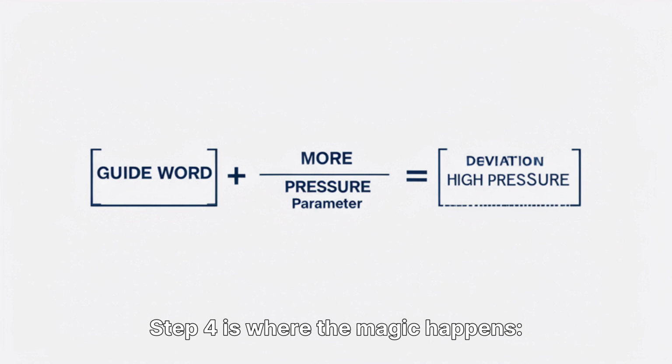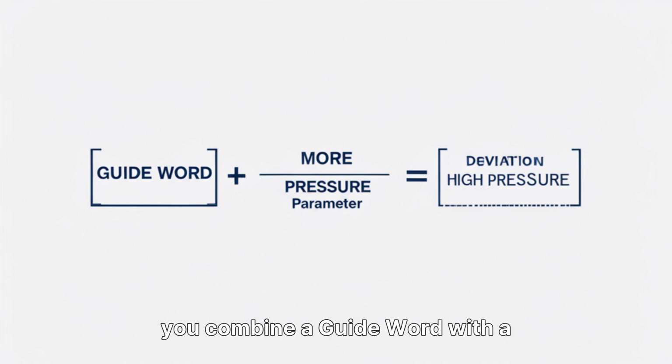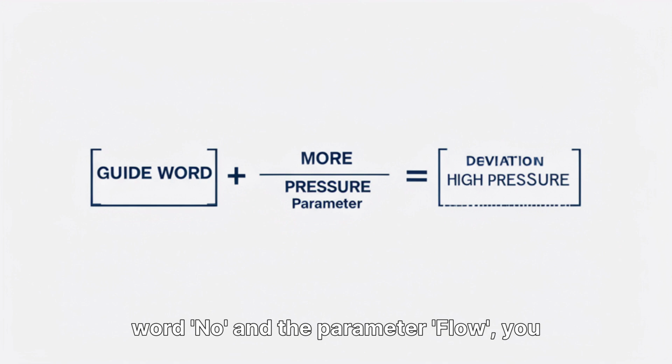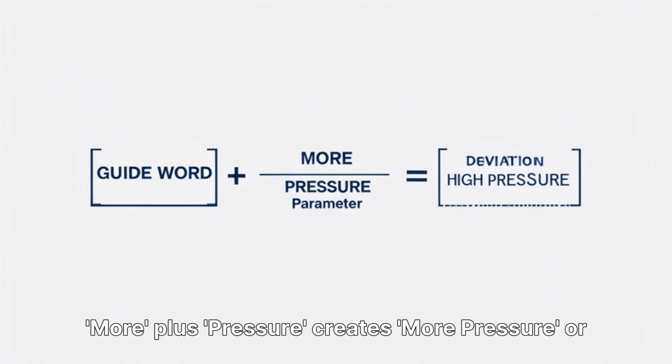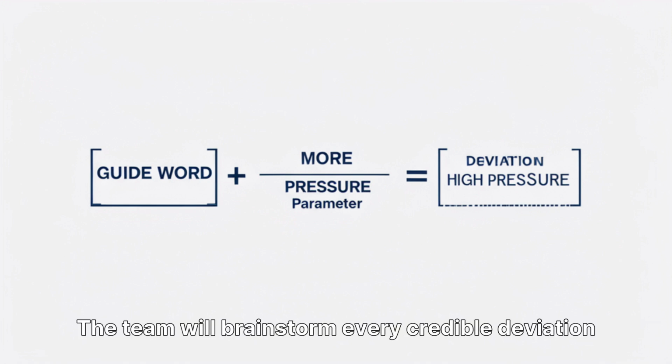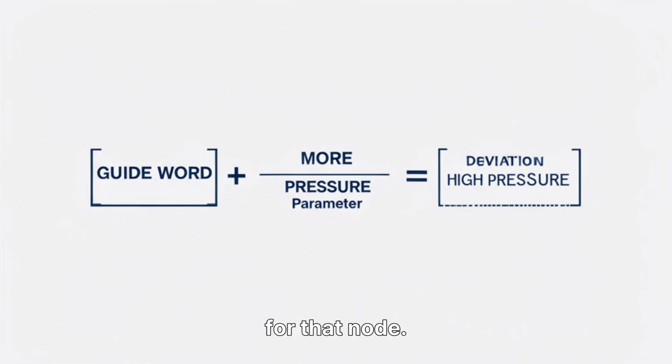Step 4 is where the magic happens. You combine a guide word with a parameter to create a deviation. For example, if you take the guide word "no" and the parameter "flow," you get the deviation "no flow." "More" plus "pressure" creates "more pressure," or high pressure. The team will brainstorm every credible deviation for that node.